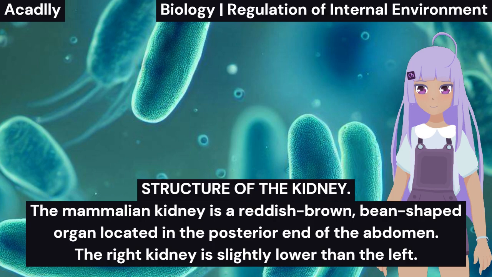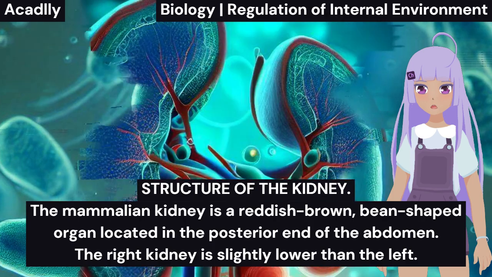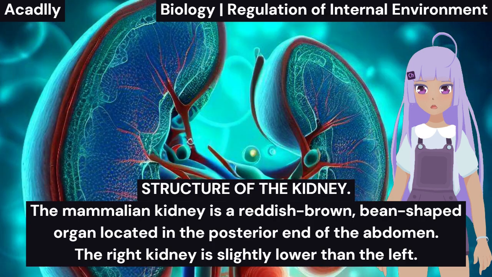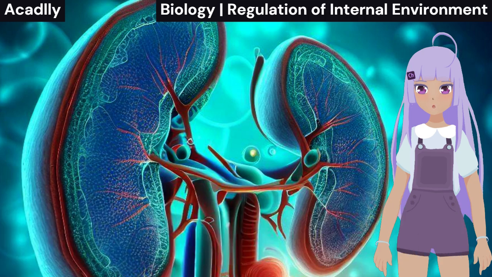Structure of the kidney. The mammalian kidney is a reddish-brown, bean-shaped organ located in the posterior end of the abdomen. The right kidney is slightly lower than the left. On cutting a kidney longitudinally, two distinct regions are observed: an outer cortex and an inner medulla. Narrow tubules called urinary tubules, nephrons, pass through these two regions.